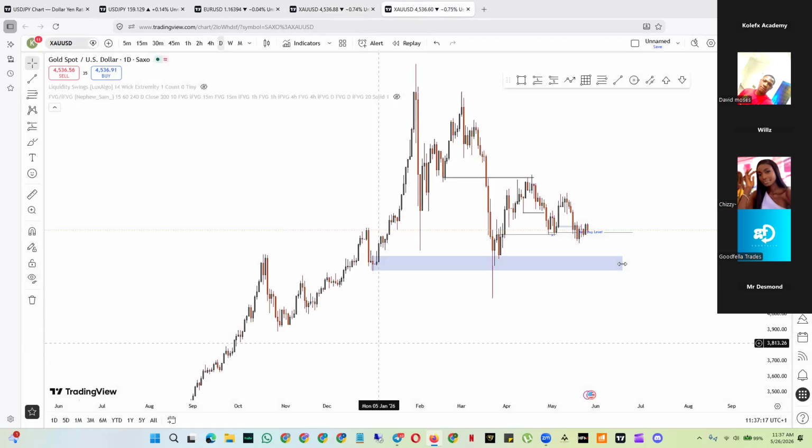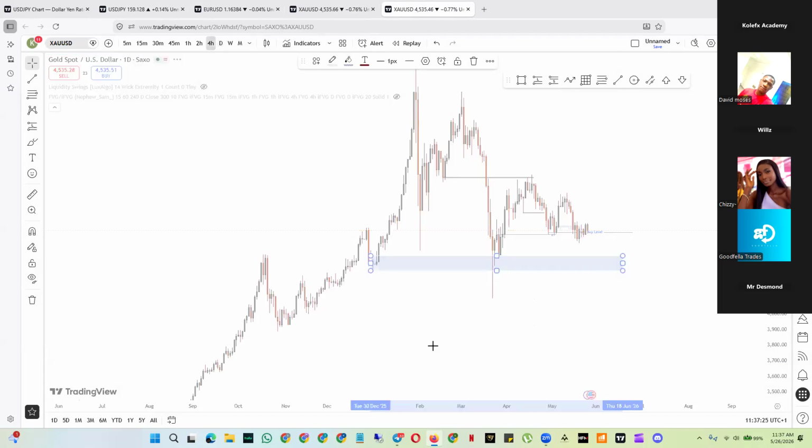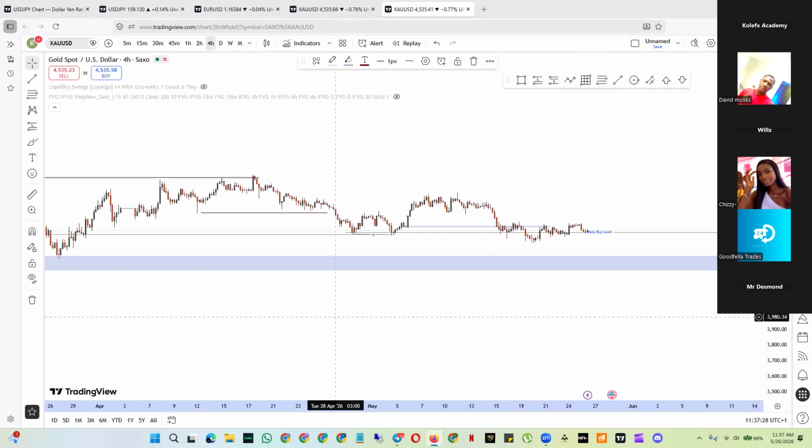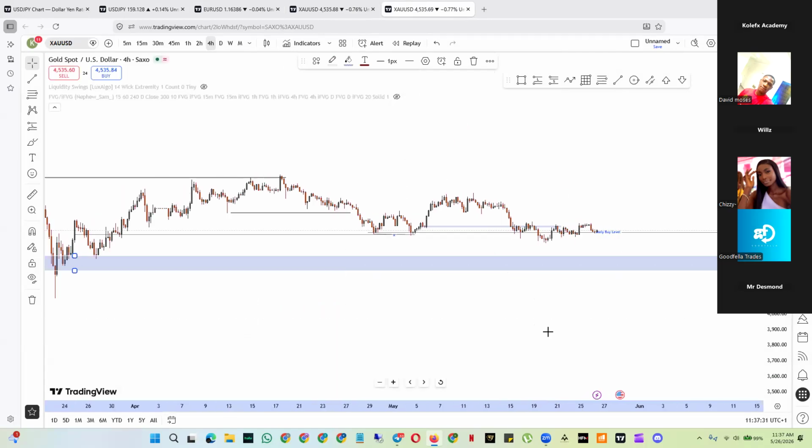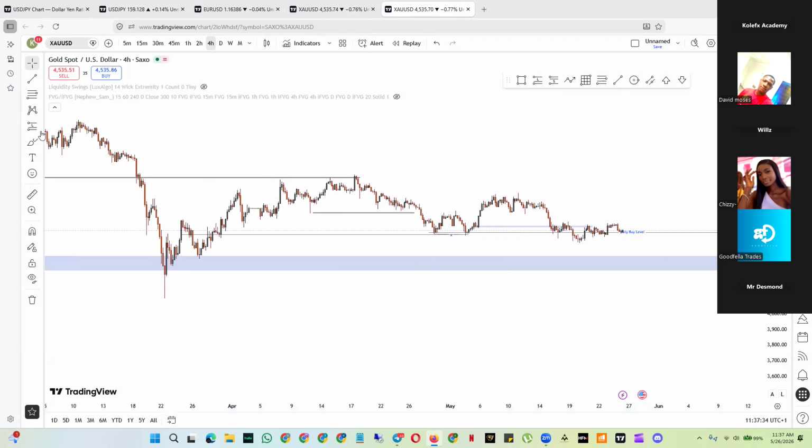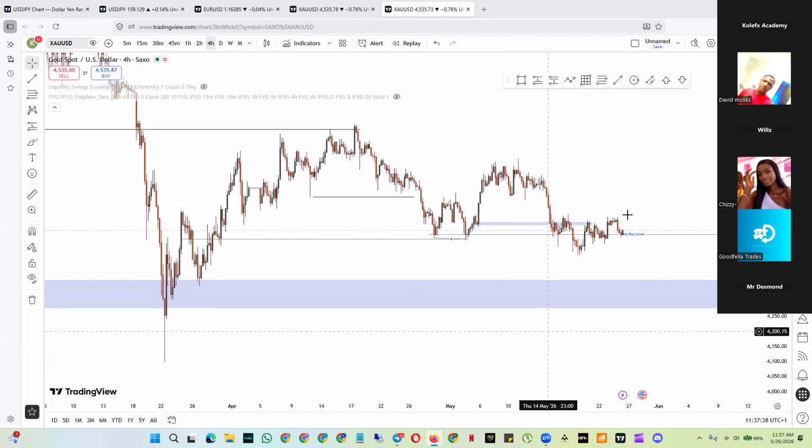On the daily time frame, I have this other block that I'm expecting price to come and reclaim. And on the 4 hour, I have sell side liquidity below. The price might still come to mitigate. So for gold buyers, even though I also love buying gold, I think we are still coming down. We might get a pull up into this zone for a continuation of a sell.